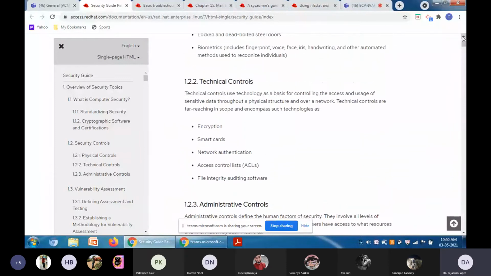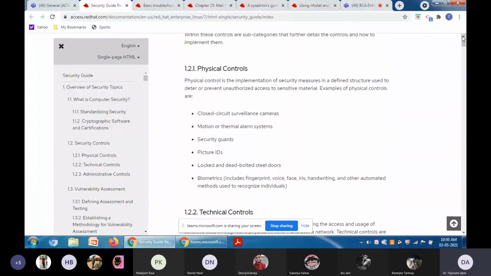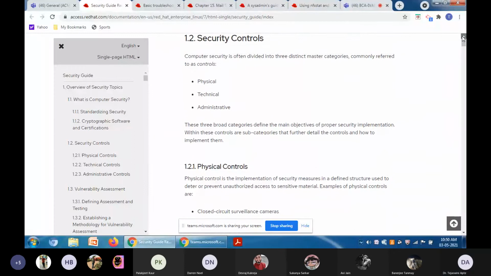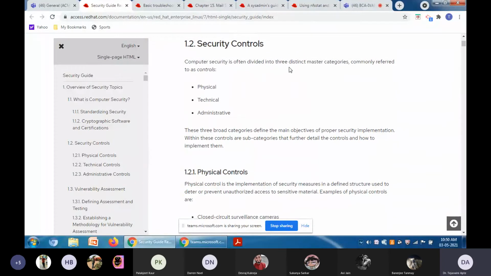If anyone asks you what are the controls you are going to have to take care of for security, they are often divided into the physical, technical, as well as the administrative controls. Now, when you take care of the physical controls, say I'm running a data center. We have discussed this particular example already. A data center really needs to be protected.